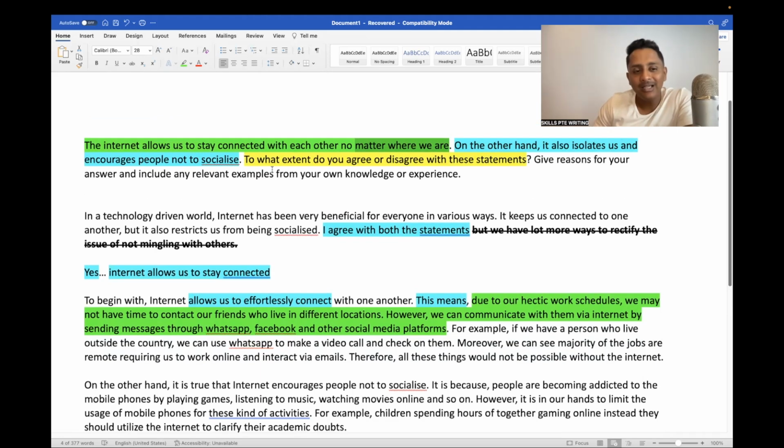You read the question, highlight things: stay connected to each other no matter where we are. So you need to talk about location also. One is in Australia, other is in New Zealand, one is on Mars, so moon also. Moon also we can connect. So we need to focus on this word somewhere. Otherwise, again, task response will be less. So she has written whatever is required.